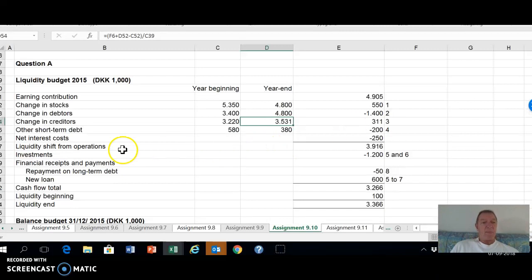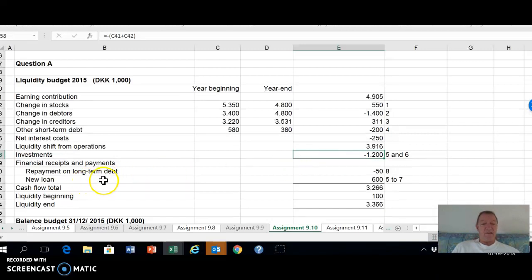It's a plus. Then we are told that other short-term debt will decrease by 200. It's a minus because we have to pay it. We have interest cost from the income statement, and then we have liquidity from operations, 3,916. Then we have investments, and here it's important that we take the total investment of 800 plus 400, although it's not paid, but we should send the signal that we have made this investment of 1,200 altogether.